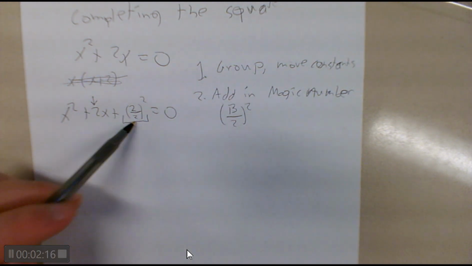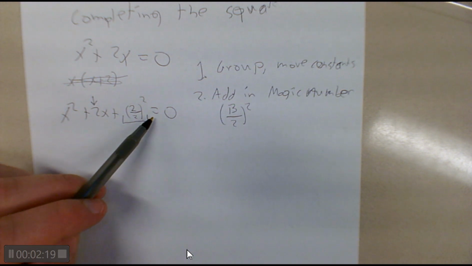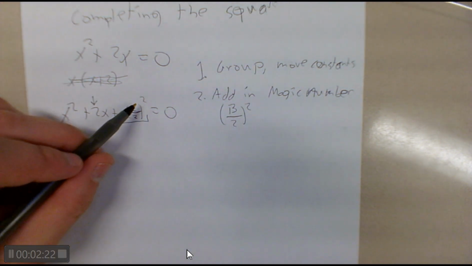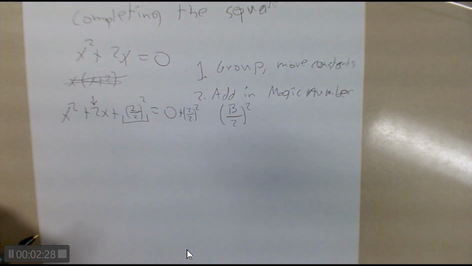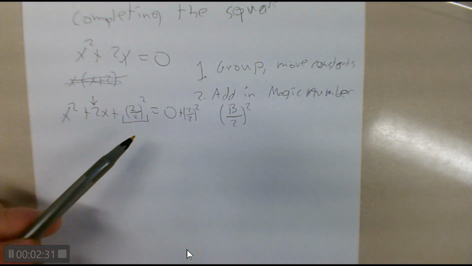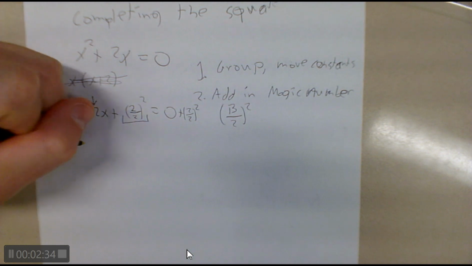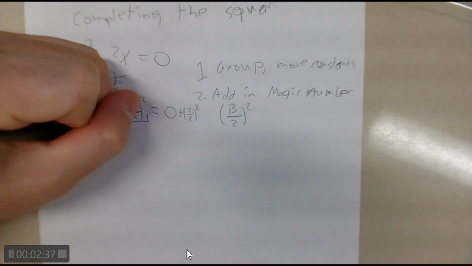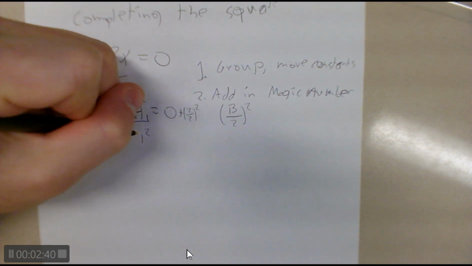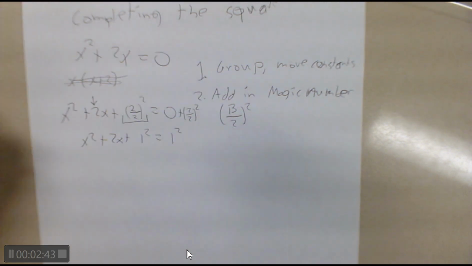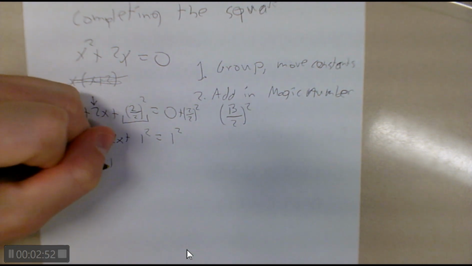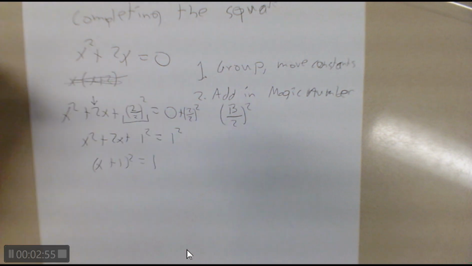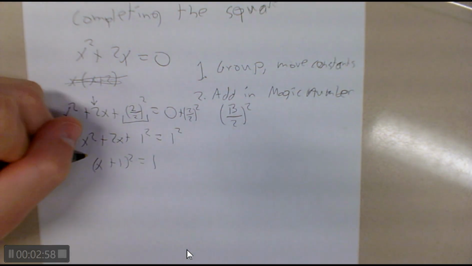Last thing we do is whenever we add in something on the left-hand side, we have to do it to the right to make this equal sign stay consistent. So if we add in 2 over 2 squared on the left, we have to add in 2 over 2 squared on the right. Okay? So from there, it's just about simplifying and factoring. So then we have x squared plus 2x plus 1 squared equals 1 squared. Then you go in and factor, and then you're going to be left with x plus 1 squared equals 1. And that's our answer. That's completing the square.